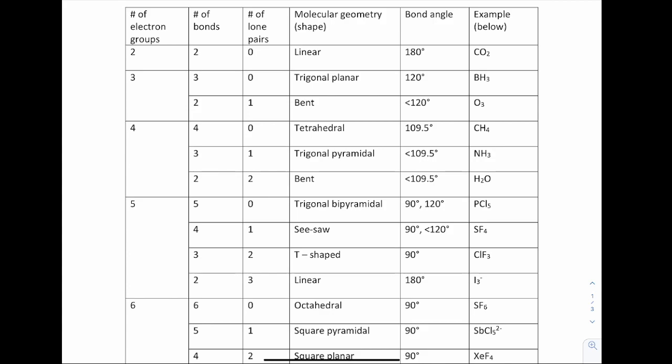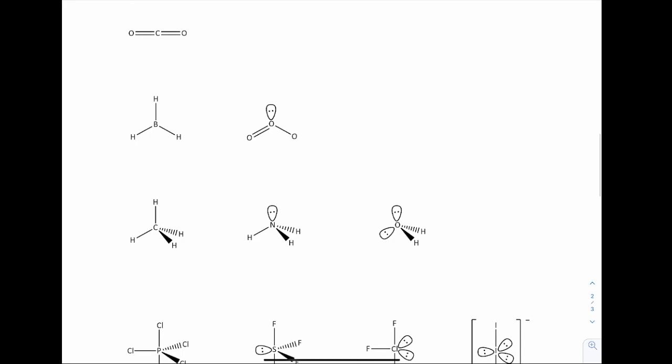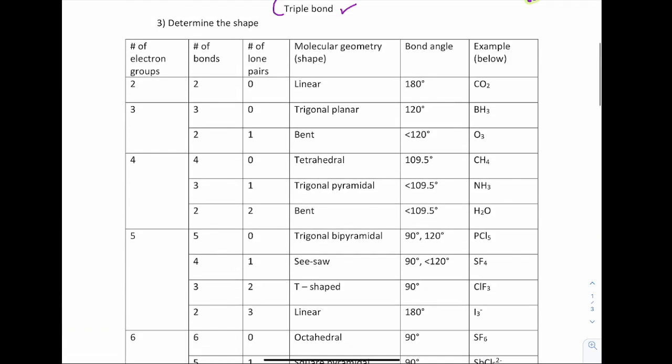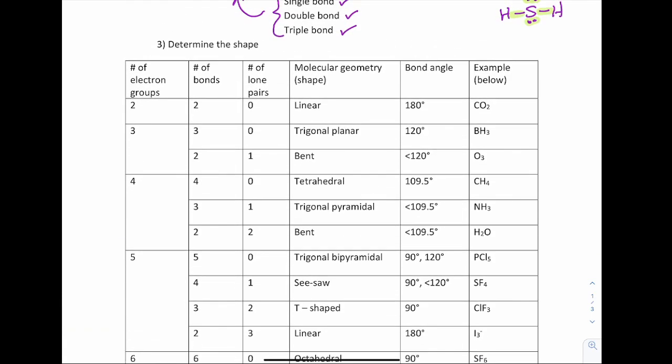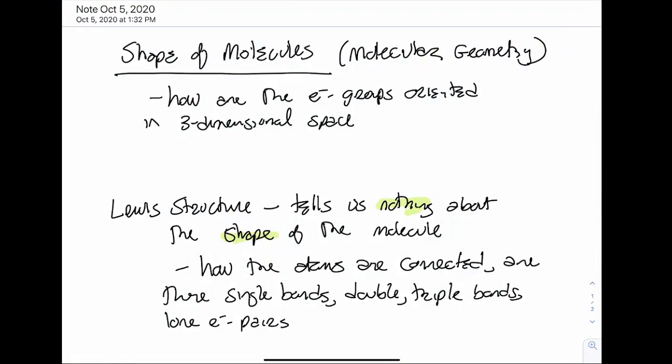So we're going to go through some examples. I do have examples on the next page here. I'm going to work through these. They're already answered here for you, but I want us to work through them together. So we'll be going back and forth between those two. So my first one is carbon dioxide.